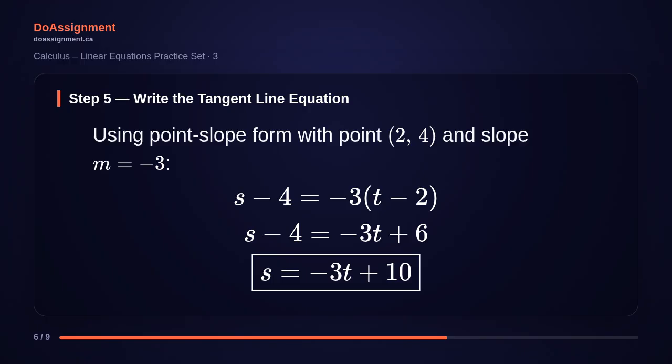We use point-slope form. s minus 4 equals negative 3 times the quantity t minus 2. Distributing gives s minus 4 equals negative 3t plus 6. Adding 4 to both sides, the tangent line is s equals negative 3t plus 10.